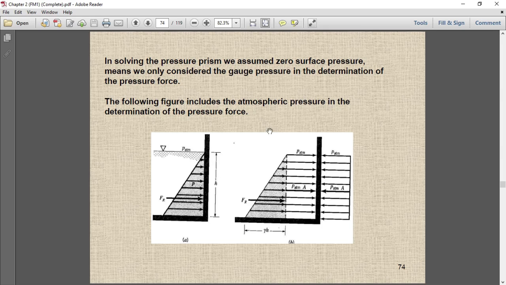But if we do not ignore the atmospheric pressure, the pressure distribution will appear like this: this is the pressure due to the hydrostatic pressure, and this is the pressure due to the atmosphere. Whatever atmospheric pressure is acting here, the same pressure is acting on the other side also, so they are cancelling each other. So the only force equal to the net resultant force is the hydrostatic force, the pressure due to the fluid acting on the surface.